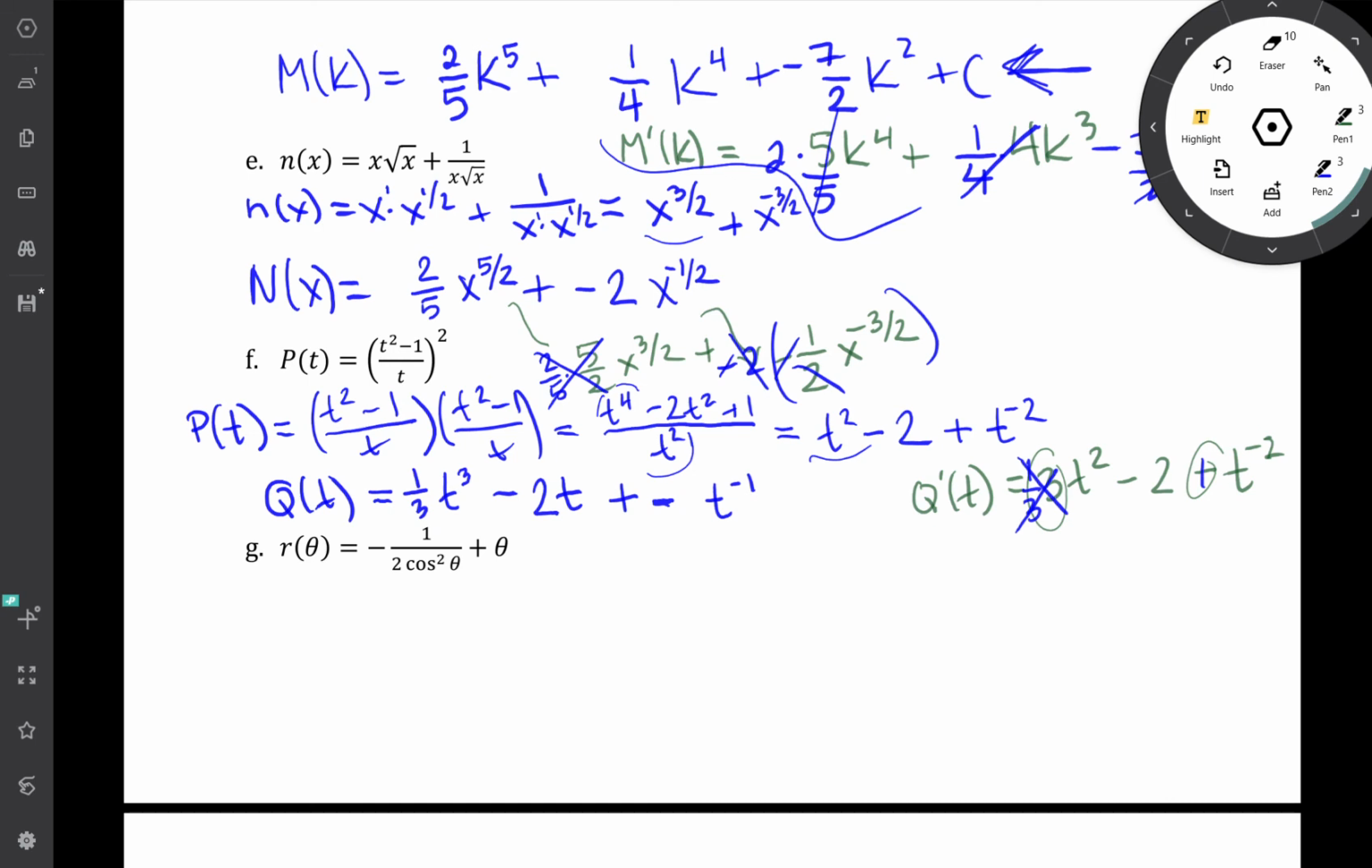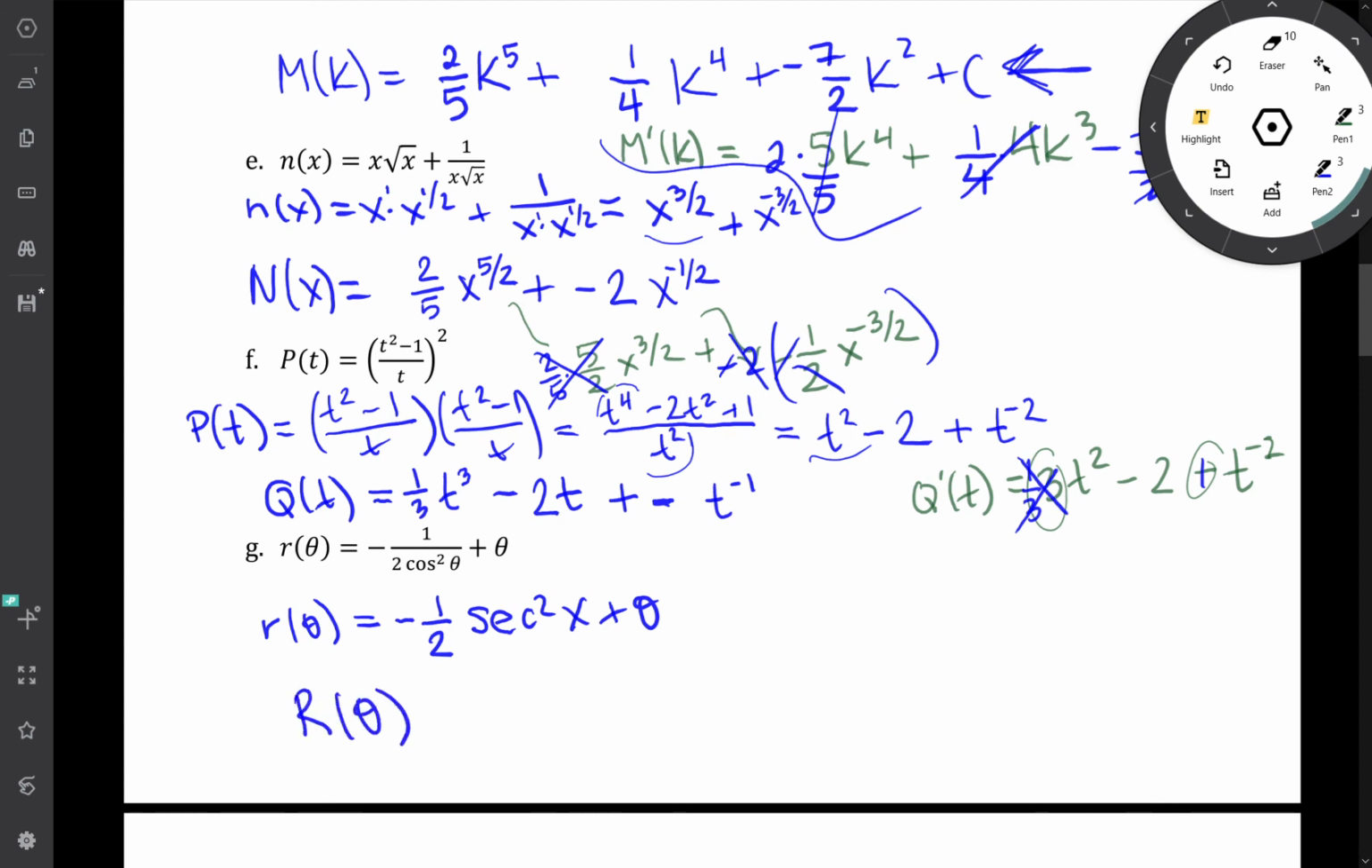And then for this last one, this one's actually not that tricky. It's just a recognition thing. People look at that and they'll think they're really stuck. But remember, there are some trig things that are really nice to take the antiderivative of. So I just want to point out that 1 over cosine squared is exactly the same as secant squared. So this that I'm looking at is exactly the same as negative 1/2 secant squared plus theta, which means that our big R better include a tangent.